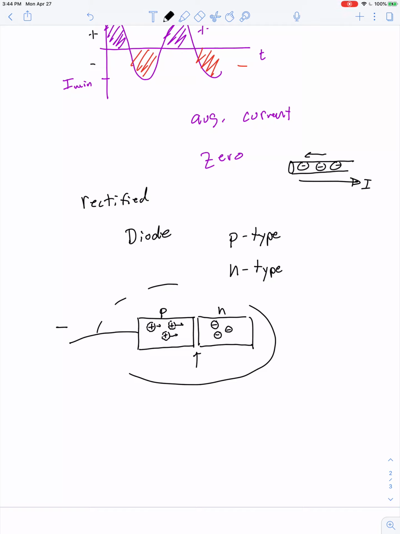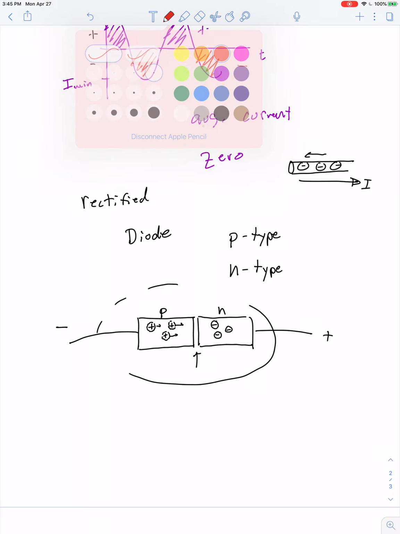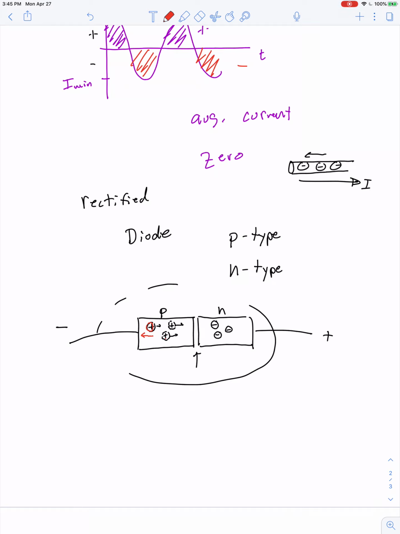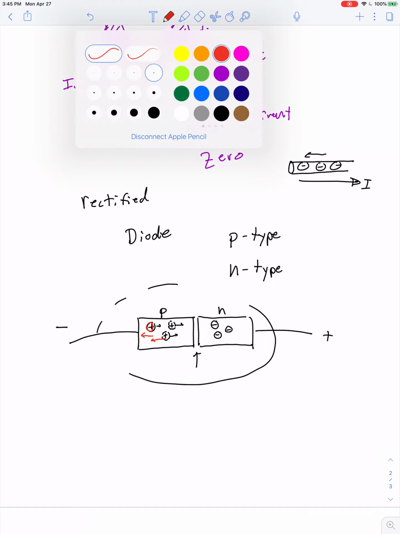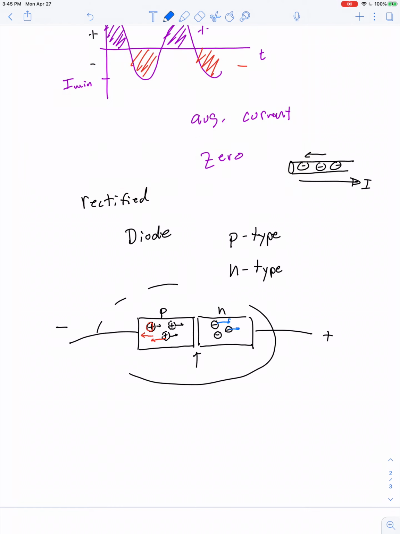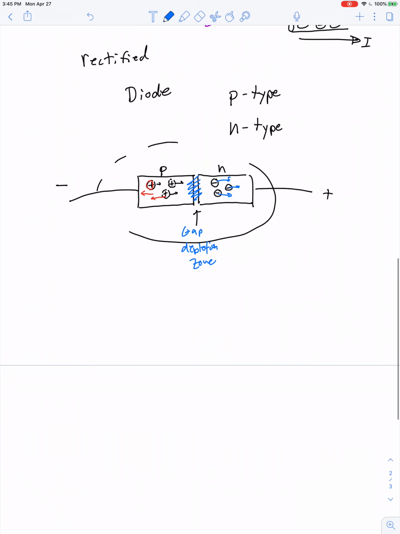So what would happen if we connected this PN diode to this sort of polarity? What if we connected this end to negative and this end to positive? Well, then these little positive charges in the p-type would want to drift to the left, and the negative charges in the n-type would want to drift to the right. And what would happen is the gap in between the two would turn into something called a depletion zone, and nothing would conduct across that gap. Of course, nothing conducts across that gap to begin with. There is actually a little bit of a gap between the two types of conducting material.